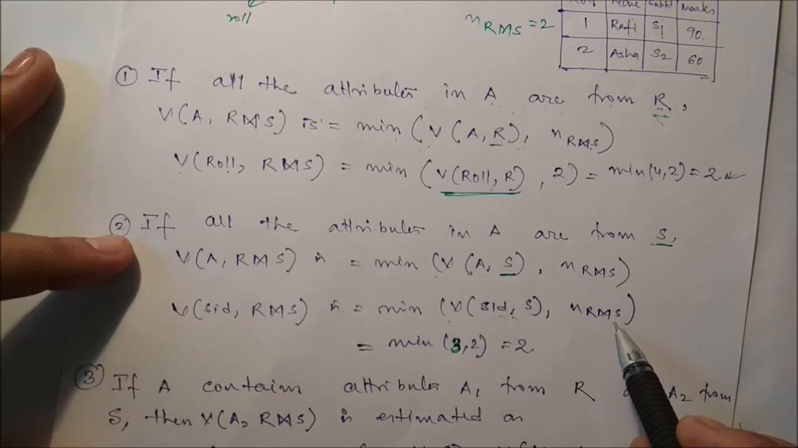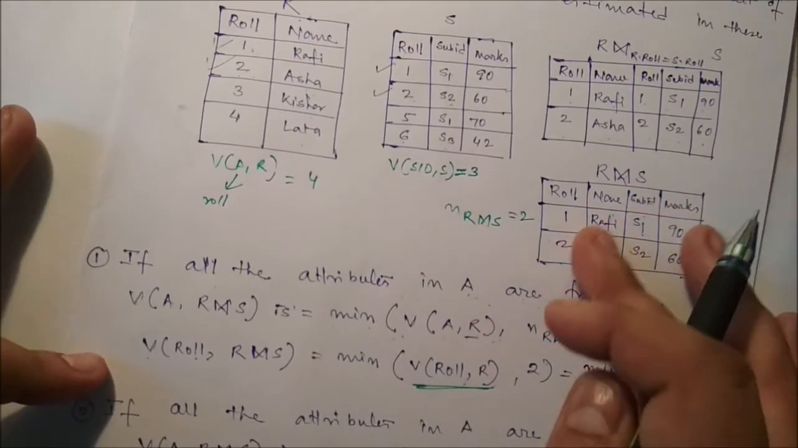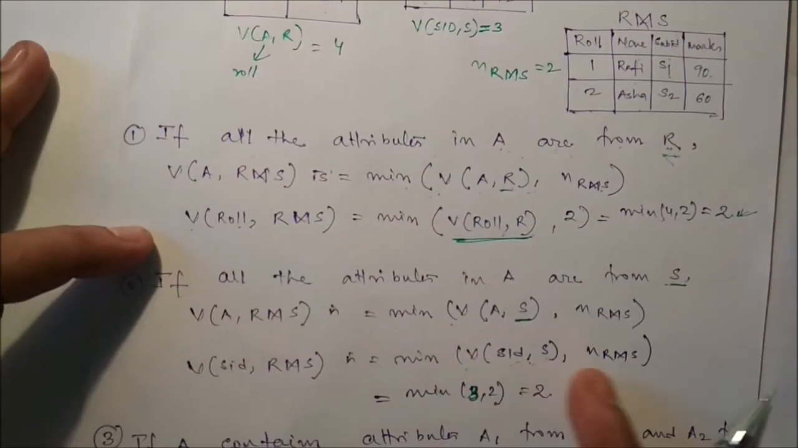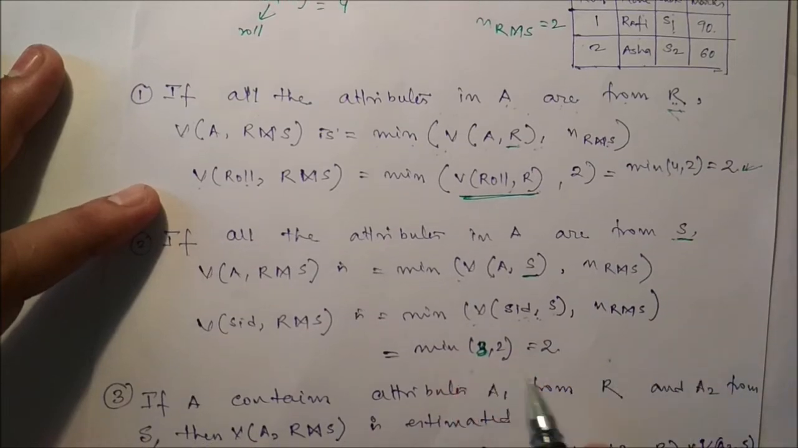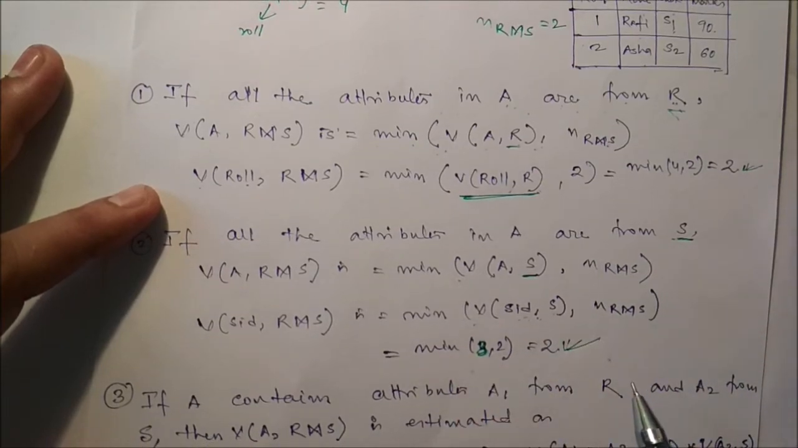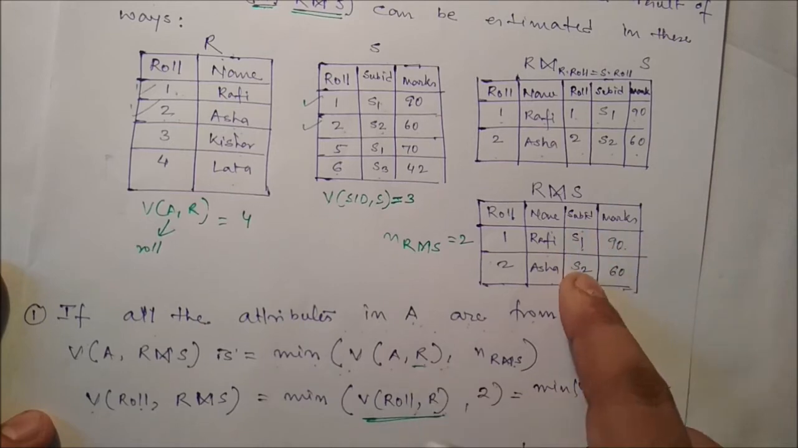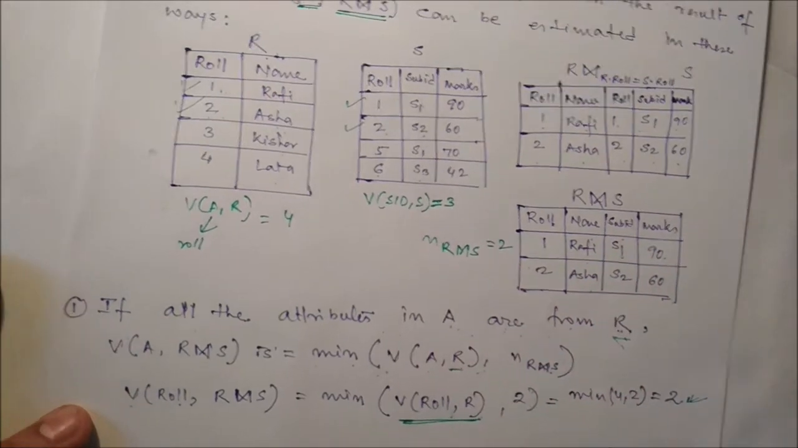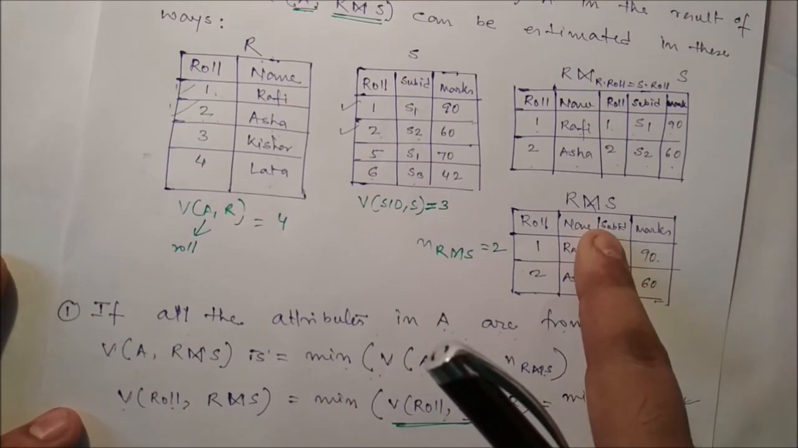And how many records are there in this particular join? So 2 records are there. You have to take the minimum. So 3 comma 2, the minimum is what? 2. That is the answer. So how many distinct records are there? Two subject records are there, S1 and S2. And here how many distinct roll numbers are there after joining? It is 1 and 2.